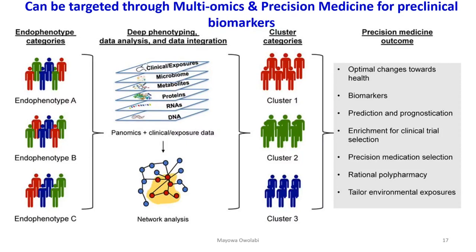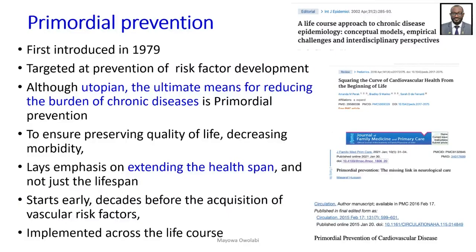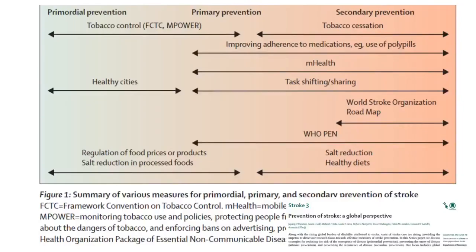It's also possible to use the tools of multiomics and precision medicine to identify preclinical biomarkers of those risk factors before they develop, so that individuals that have a propensity of developing those risk factors can also be targeted for primordial prevention. So primordial prevention is an emerging entity. Even though it is utopian, it's perhaps the ultimate means for reducing the burden of chronic diseases. And it is aimed at extending not just lifespan, but also the health span. There is limited evidence for it, but evidence continues to grow.